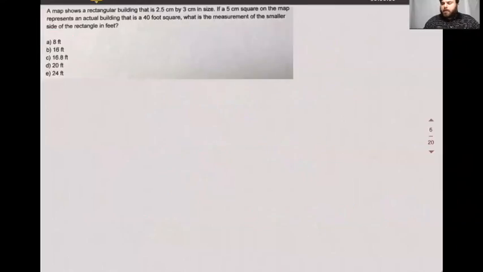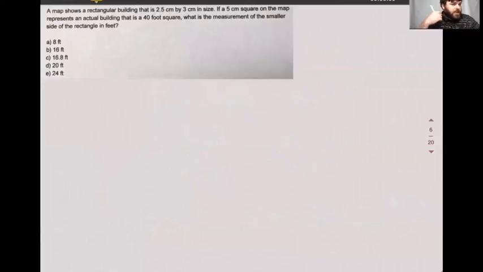All right, next problem. The map shows a rectangular building that is 2.5 centimeters by 3 centimeters in size. If a 5 centimeter square on the map represents an actual building that is 40 feet squared, what is the measurement of the smaller side of the rectangle in feet?